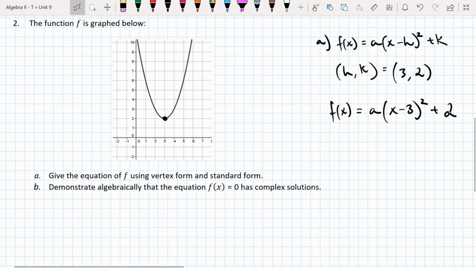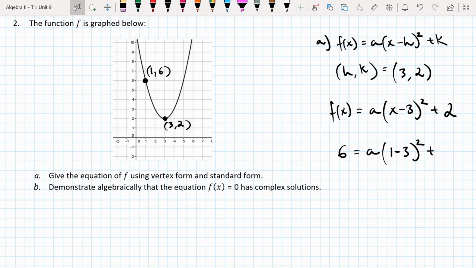Now we need to solve for a. The way we're going to do that is we're going to use a coordinate point on the graph, plug this coordinate point in for x and y, and then use that to solve for a. So let's pick 1 comma 6. So 6, the value of the function, is equal to a times the value of x, which is 1 minus 3 squared plus 2. So this is our x value, our coordinate point. This is our y value.